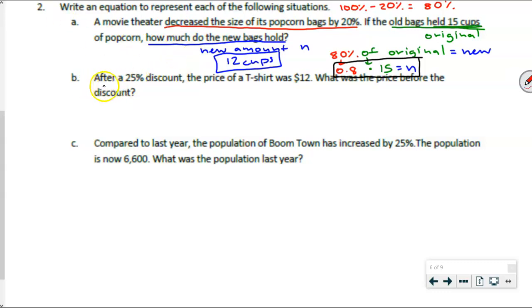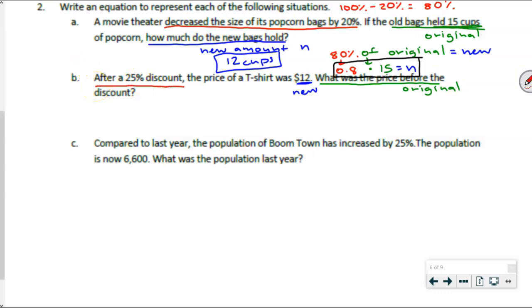All right, part B. After a 25% discount, the price of a t-shirt was $12. What was the price before the discount? The way the question is worded, when it's asking what was it before, that means in the beginning, we don't know. That is the original amount that we do not know. But I do know that the price of a t-shirt is $12. That is the new amount because that's where it was after the discount. So after that discount, that's when it is $12.